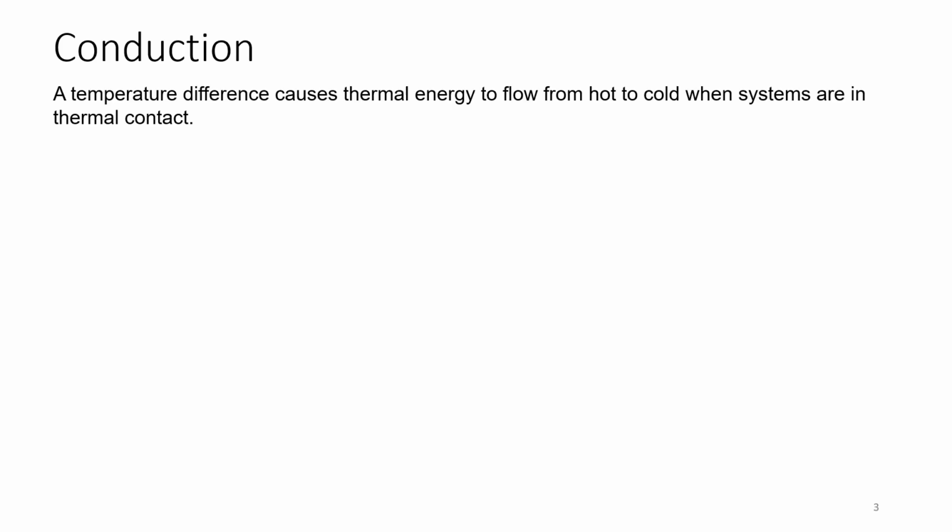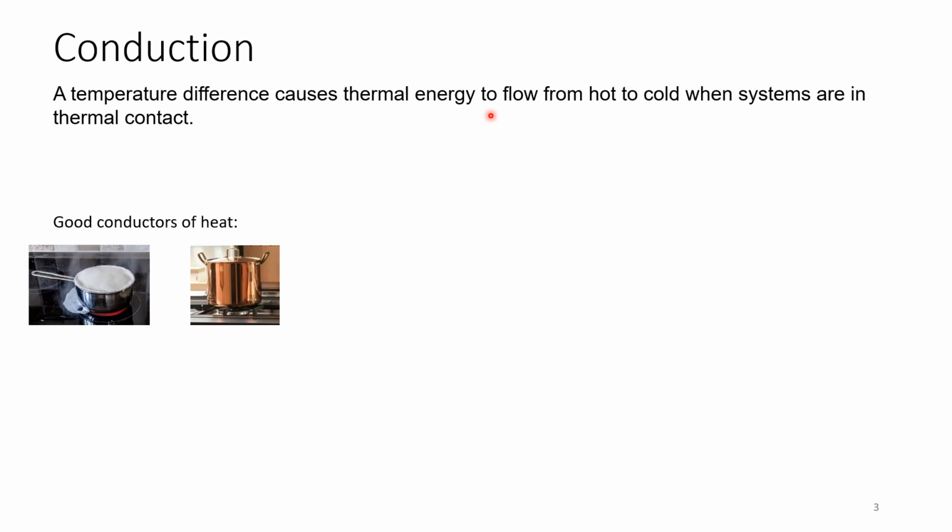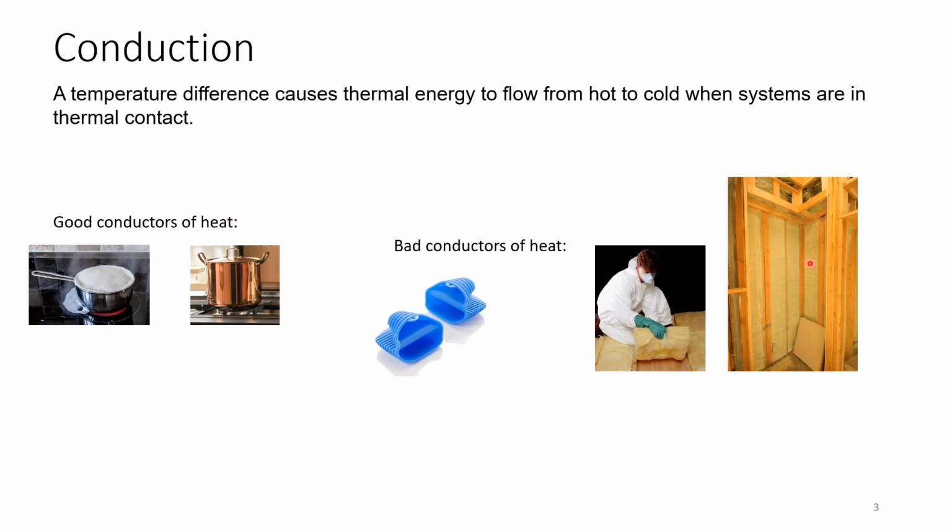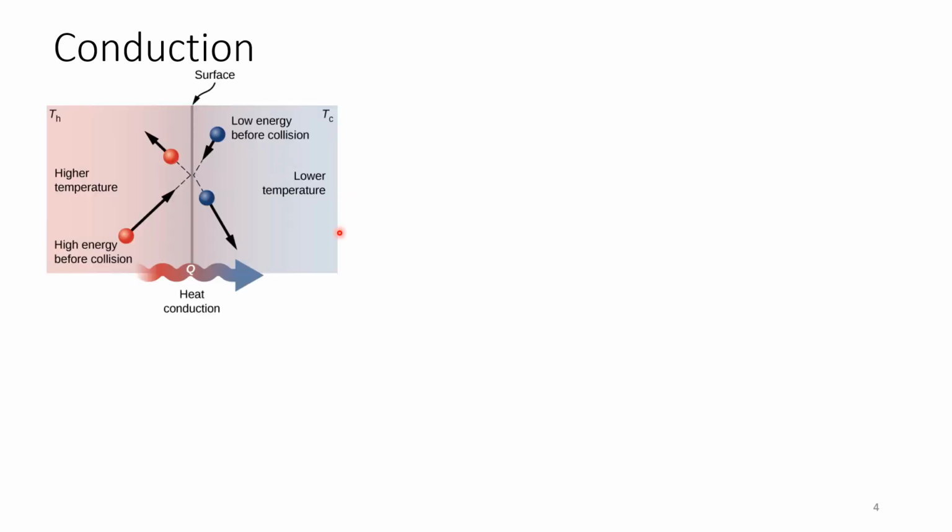For conduction, a temperature difference causes thermal energy to flow from hot to cold when systems are in thermal contact. These are some examples of good conductors of heat, and these are examples of bad conductors of heat. Here is a molecular picture of heat conduction.